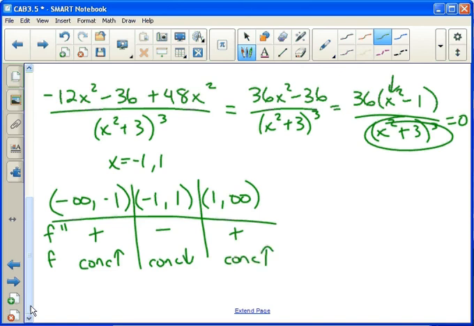So we do have points of inflection at both 1 and negative 1, because at both of those spots the concavity changes.